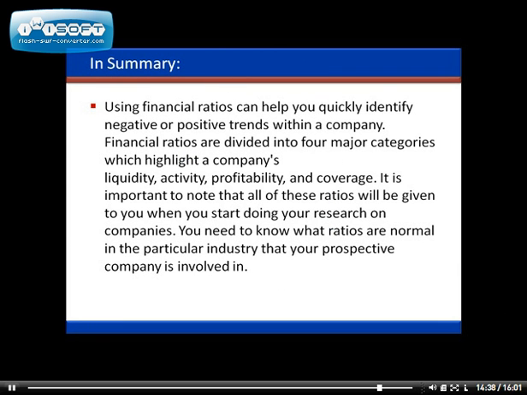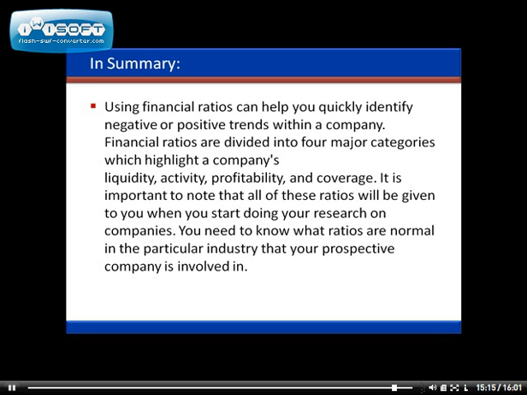Using financial ratios can help you quickly identify negative or positive trends within a company. Financial ratios are divided into 4 major categories, and they highlight a company's liquidity, activity, profitability, and coverage. And one thing that I want you guys to know is that you do not have to be doing all of these crazy calculations when you're researching a company. All of these ratios are pretty much given to you when you're doing research on different companies on these different websites that I gave to you and where you can find information on companies.